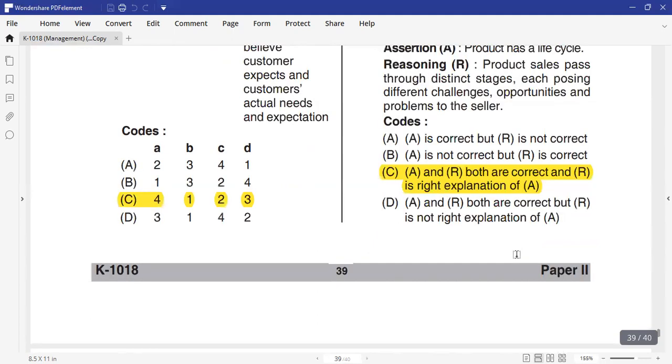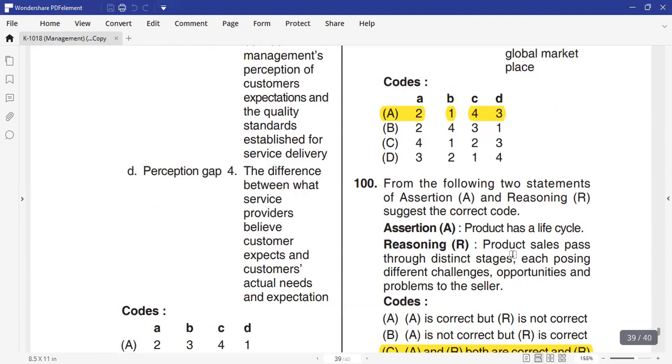So this completes all the 100 questions. This carries a total of 200 marks. I hope that you have understood this 2018 marketing paper 2 question paper. So this is how I reviewed the question paper.